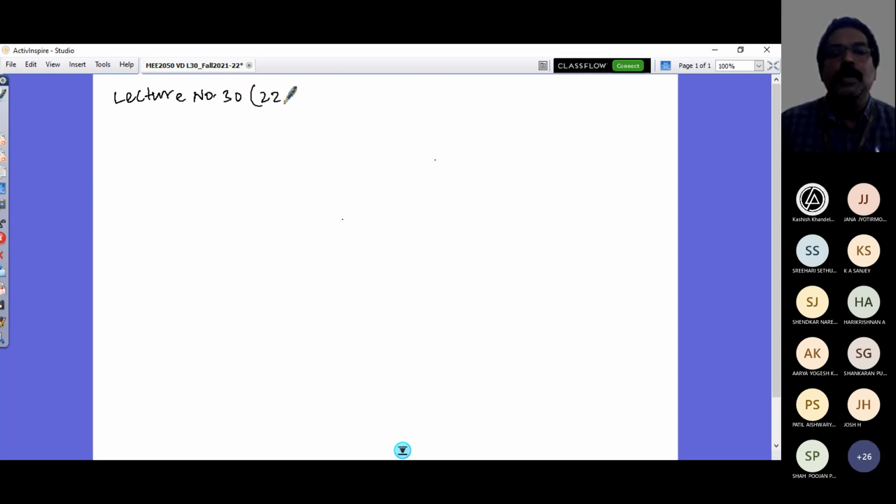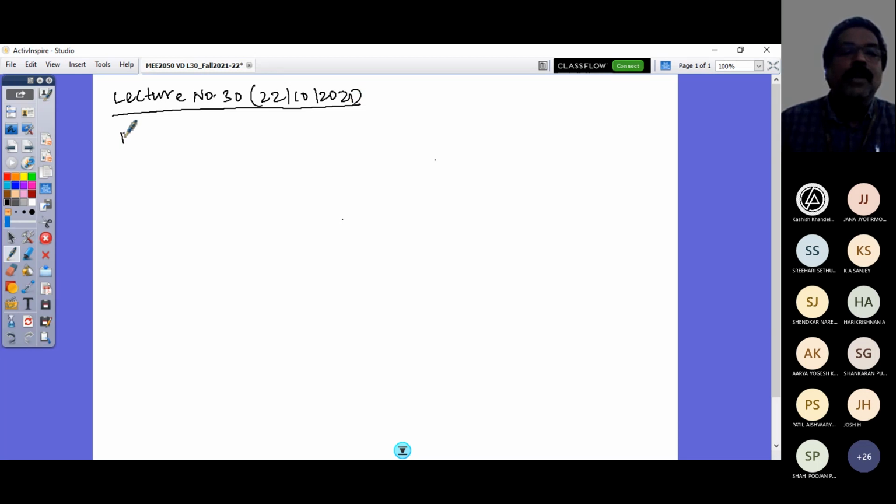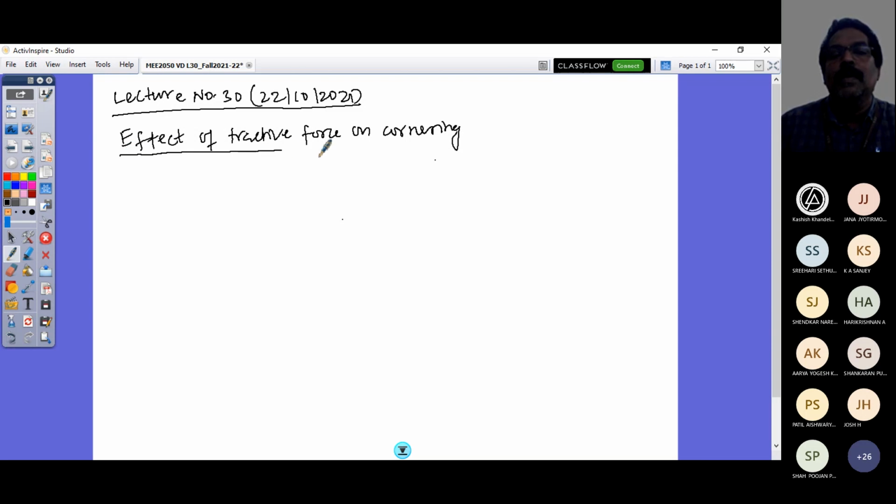And today's date is 22/10/2021. Today we are going to study the effect of tractive force on cornering. So this is one step forward from the steady state motion.